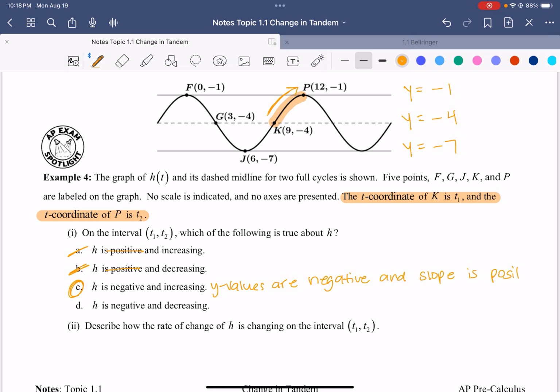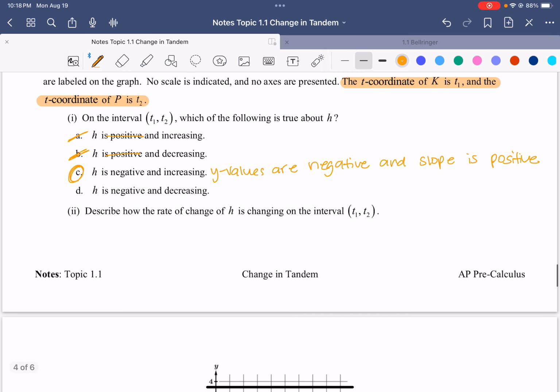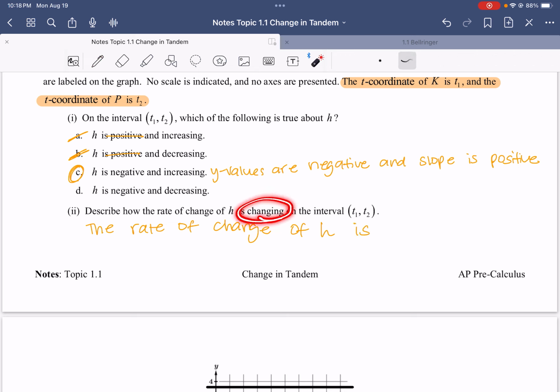Okay, so that would be a justification as to why C is the correct answer. Now remember, for number 2, all they want you to say is whether it's concave up or down. To start off, just rewrite the question. We're going to say the rate of change of H is, and now we've got to figure out what to change the word changing to. Do I want to put increasing or decreasing?